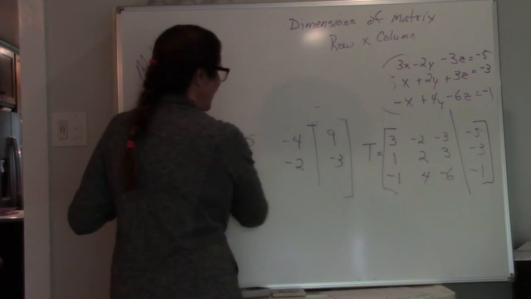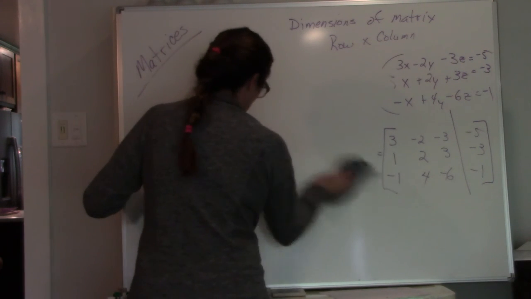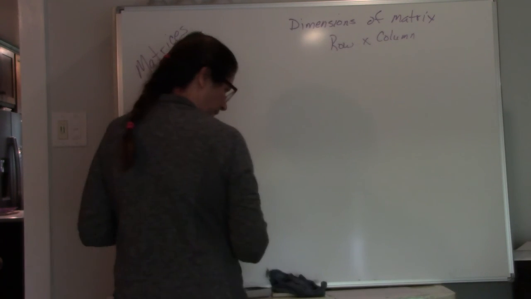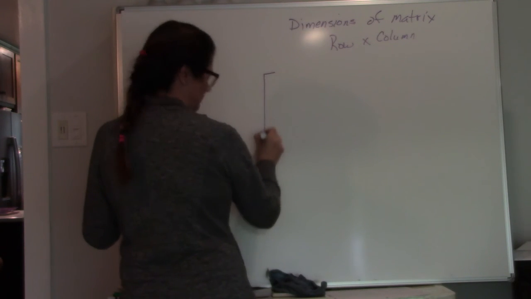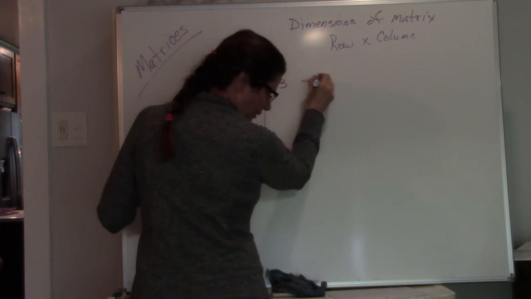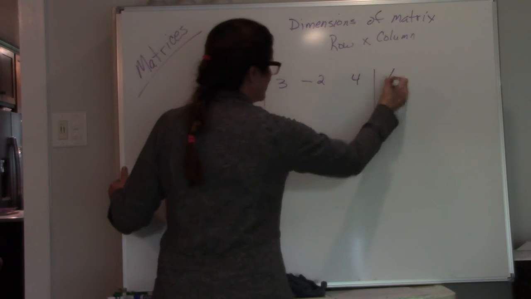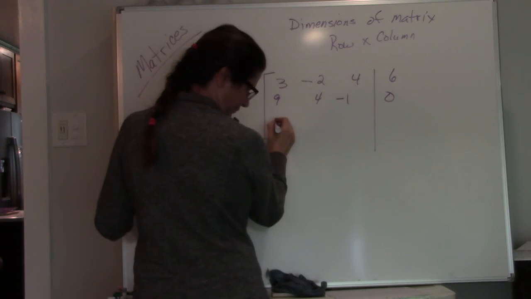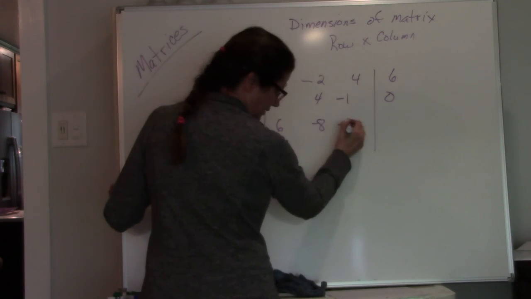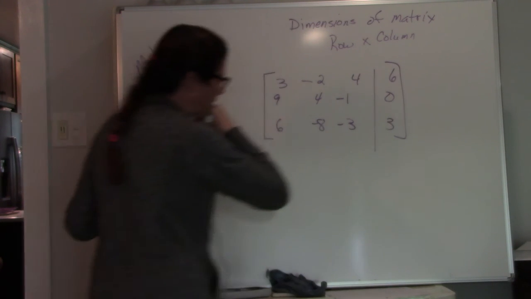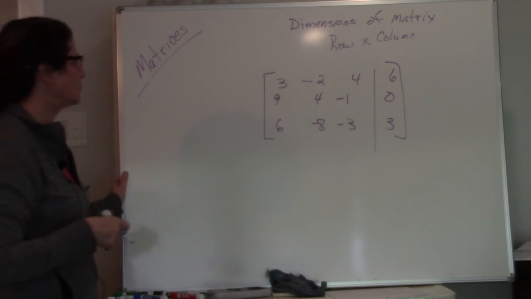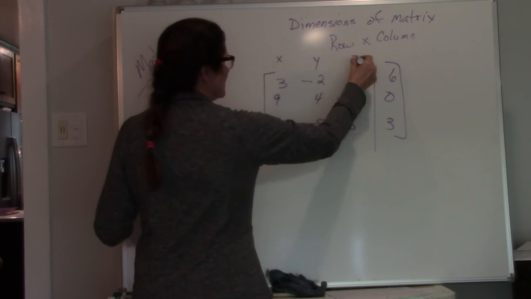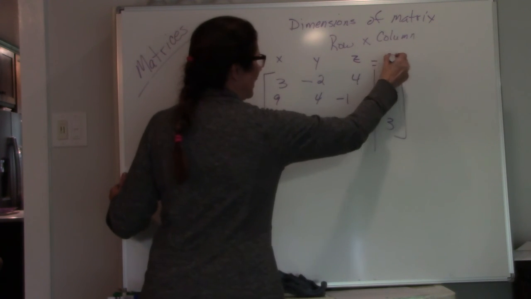Now, if we go the other way, I could give you a matrix, and you have to come up with the system of equations. So for instance, if you had the matrix 3, -2, 4, vertical line 6, 9, 4, -1, 0, 6, -8, -3, 3. So now I'm giving you a matrix. You have to come up with a system of equations. Well, three unknowns. You have x values, y values, z values. There's your equal sign, and there's your constant.